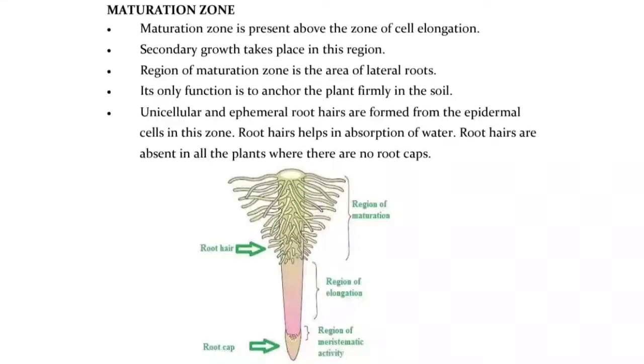Maturation zone. The maturation zone is present above the zone of cell elongation. Secondary growth takes place in this region. This region is the area of lateral roots. Its only function is to anchor the plant firmly in the soil. Unicellular and ephemeral root hairs are formed from the epidermal cells in this zone. Root hairs help in absorption of water. Root hairs are absent in all the plants where there are no root caps.